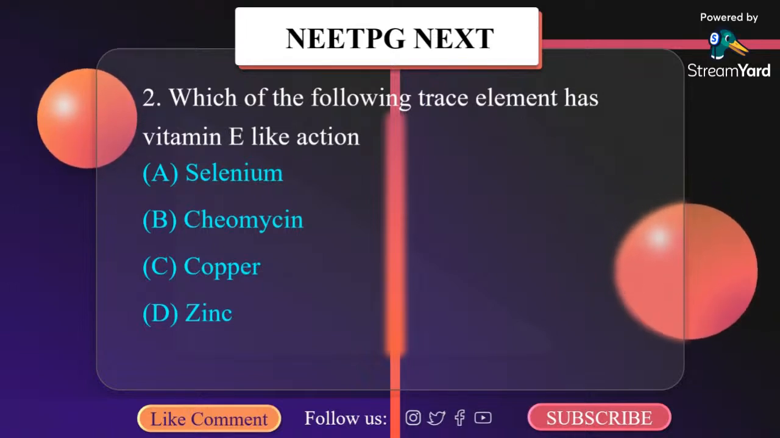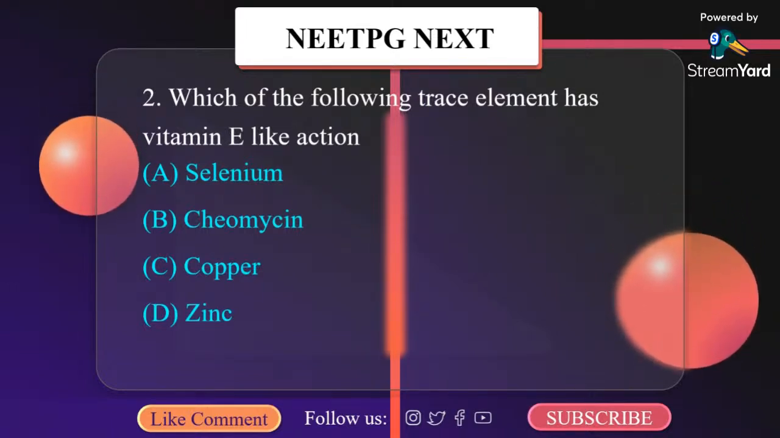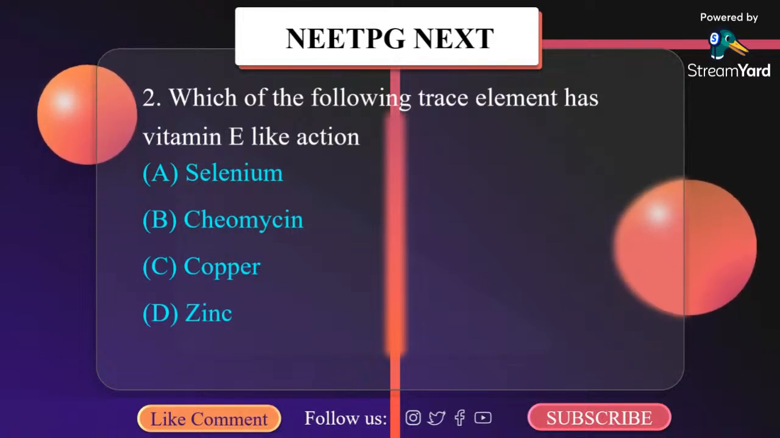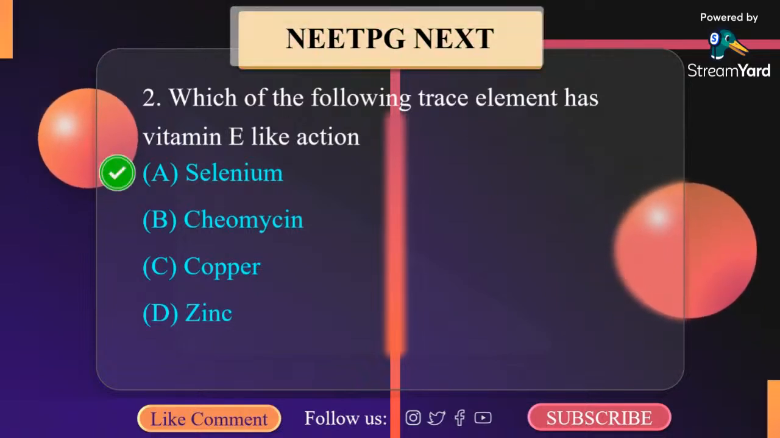What do you know about human milk? Human milk is rich in copper, selenium, and cobalt, but it contains less sodium. So the correct answer here is A, selenium.